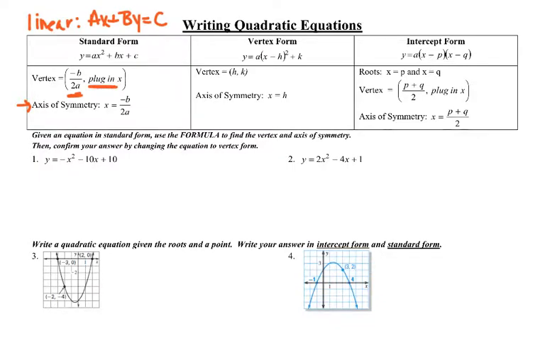Then we're going to do vertex form and just relating it to lines. In a linear equation, this would be akin to our y equals mx plus b form, right? That was the form that made it easy to graph the line, and vertex form makes it easy to graph the parabola because you have the vertex, the main thing. And then intercept form is one that helps us find the roots.